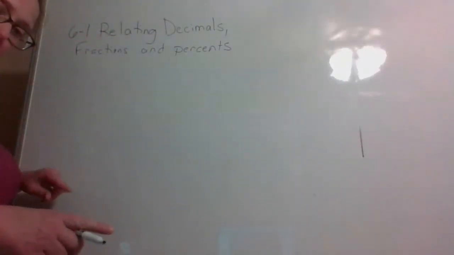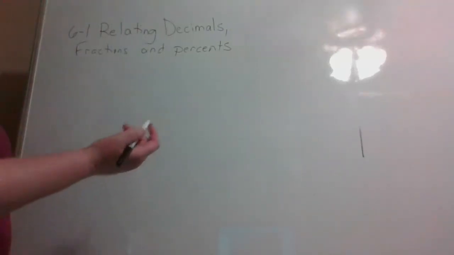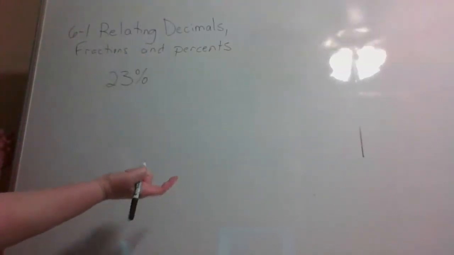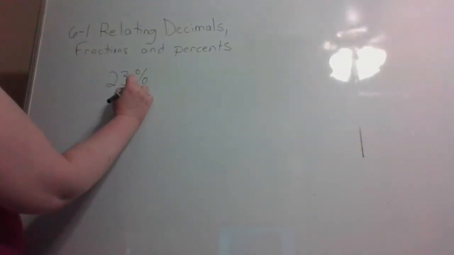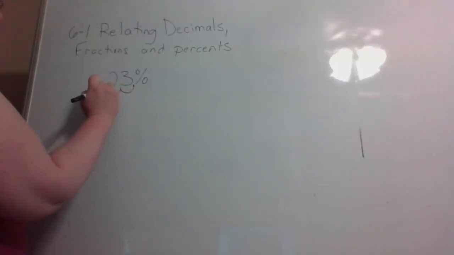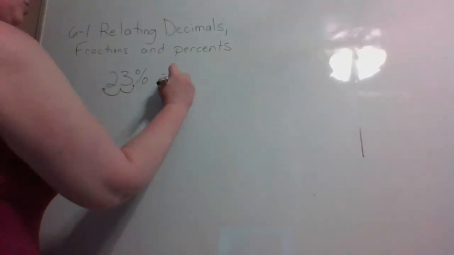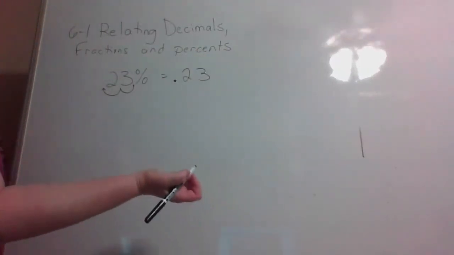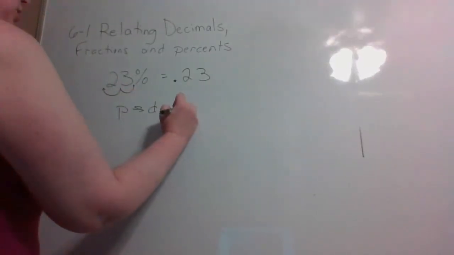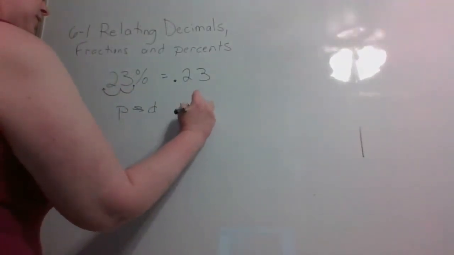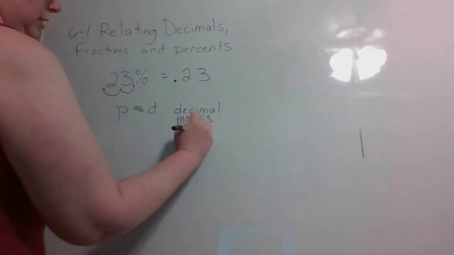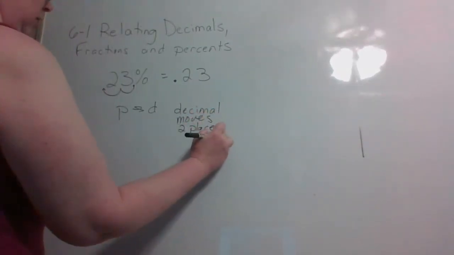When you are going back and forth between percent and decimal, very simple to do. Say we have 23% and you're going to write that as a decimal. What you do is take the decimal place that comes after the number and move it to the left 2 places. So this is going to equal 23 hundredths. So when you're going percent to decimal, your decimal place moves 2 places left.